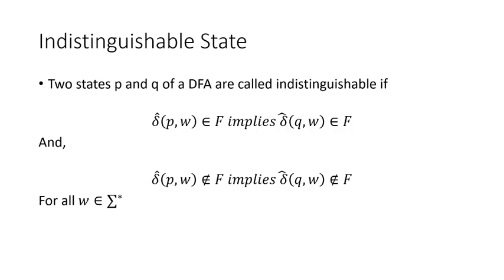So this is the formal definition of how we understand whether two states are distinguishable or indistinguishable. Here we see that if we start with the same string from two different states, suppose P and Q, and taking W from both we reach one of the final states, then we can say that P and Q are indistinguishable. But if it is not reached by any such path, then we can definitely say that P and Q are distinguishable states.